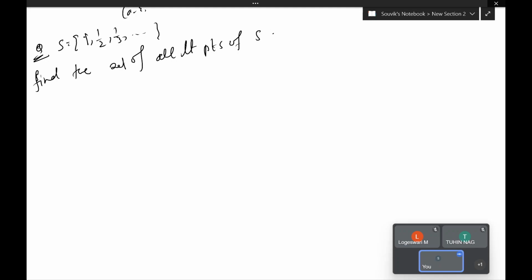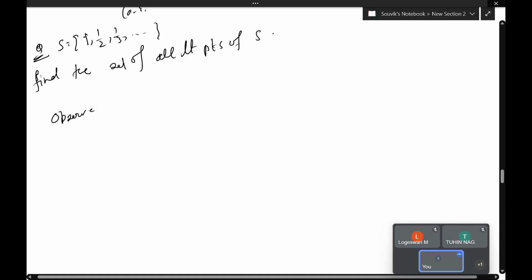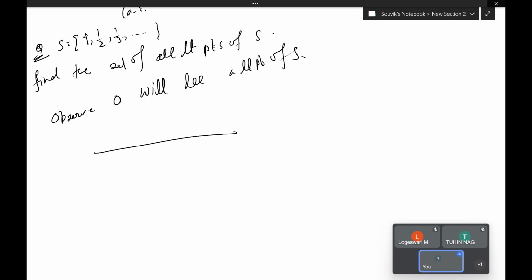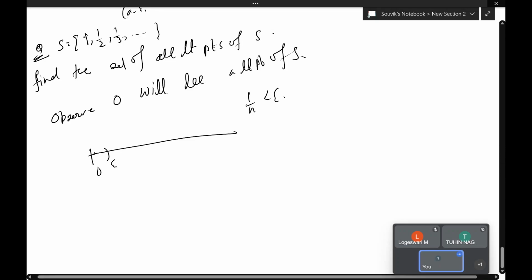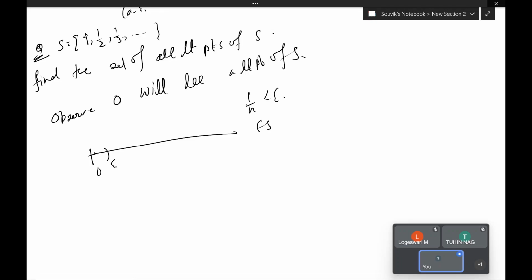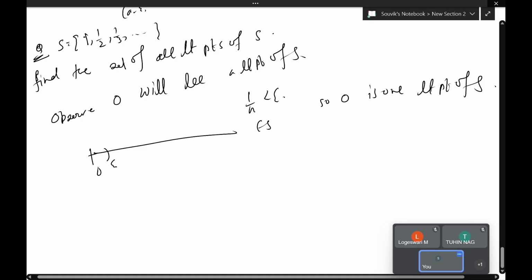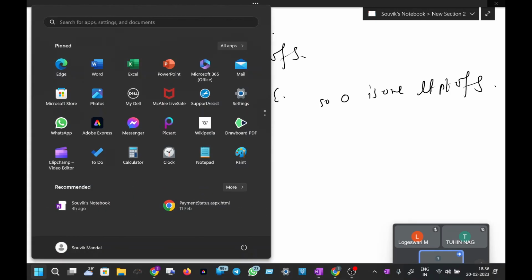So S is 1/2, 1/3, and so on. First observe that 0 will be a limit point. Why? Because if we take any small neighborhood of 0, by the Archimedean property 1/n is less than epsilon, so 1/n is a point of S in it. So 0 is a limit point of S. That is one limit point of S.